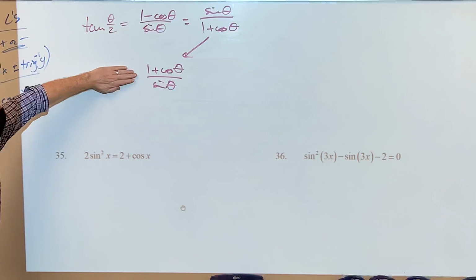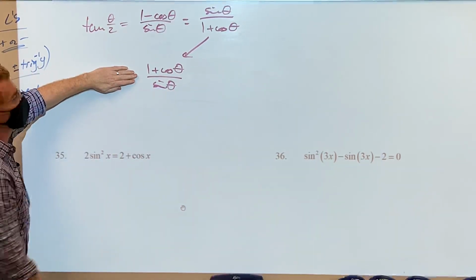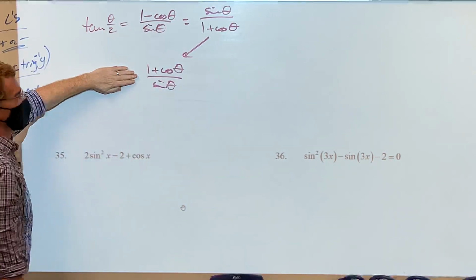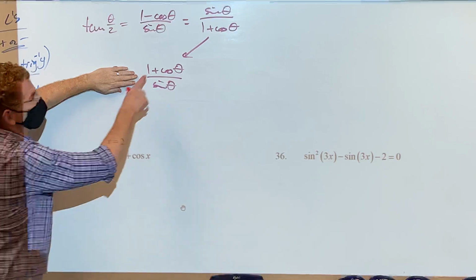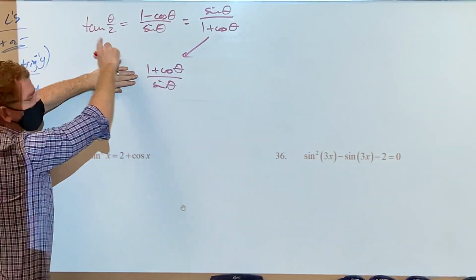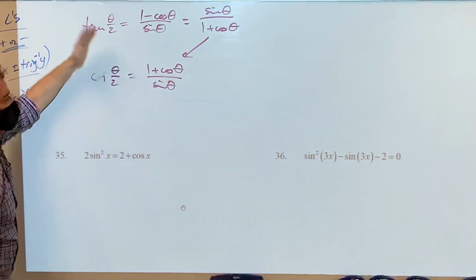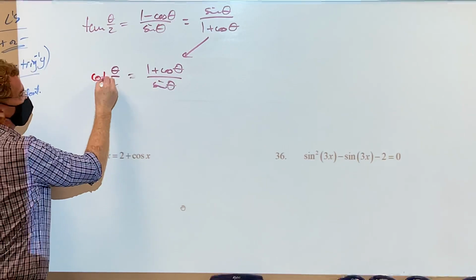So if I gave you that, don't look at that and go, oh my gosh, he didn't give us that identity. I thought it was supposed to be 1 minus on the top. What the heck is 1 plus on the top? You're right, I didn't give that to you. But I did give you this. So if you recognize that as a half angle tangent, then what would the reciprocal of it be? A half angle cotangent. So that's what you have to know.